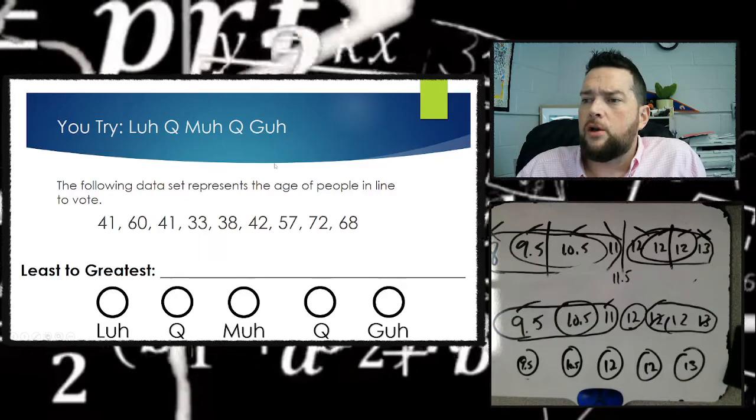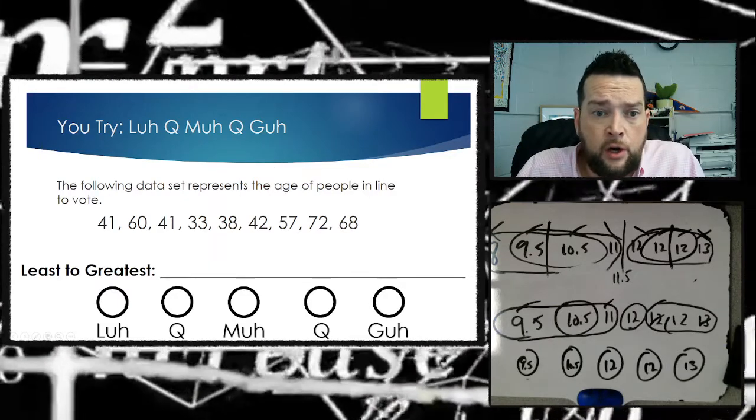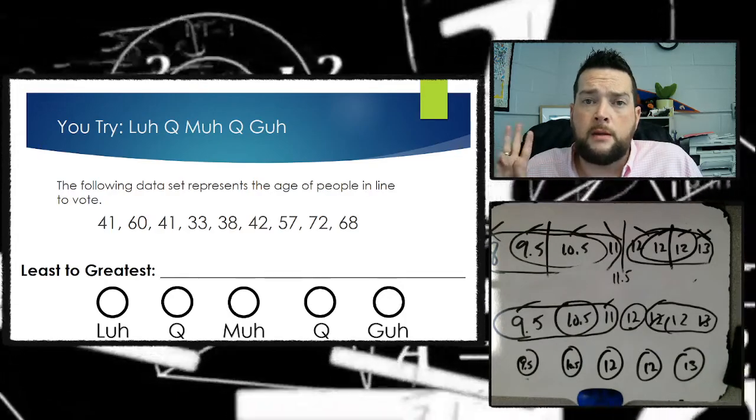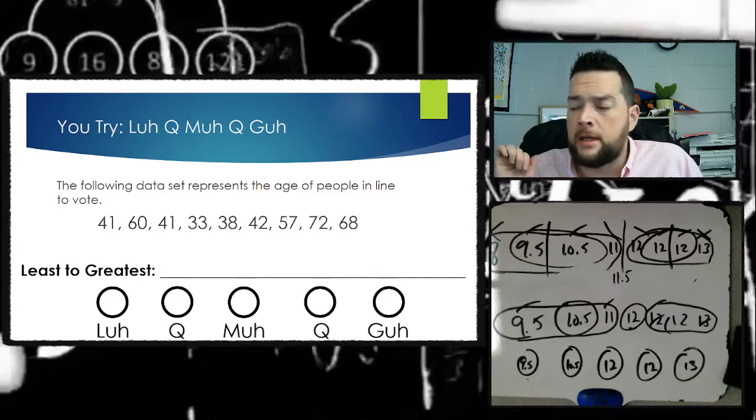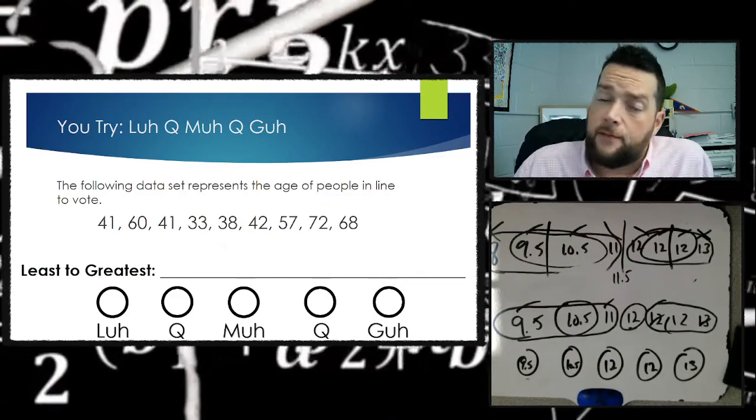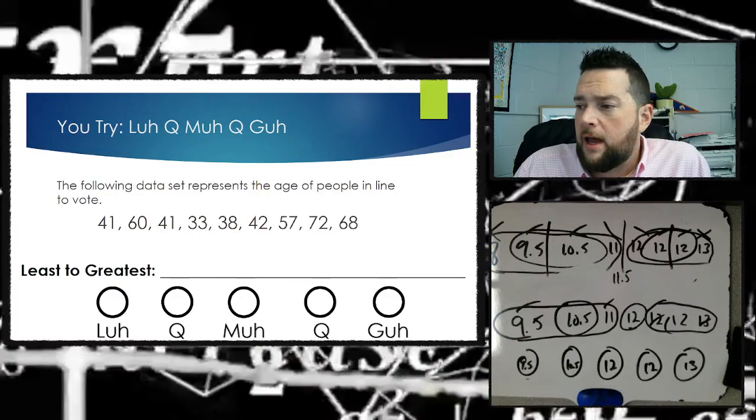All right, go ahead and pause the video. I want you to find the lucky muckuga, the least, the Q1, the median, the Q3, and the greatest, from this data set. Okay, if you haven't paused already, go ahead and do that. If you have, here's the answers.